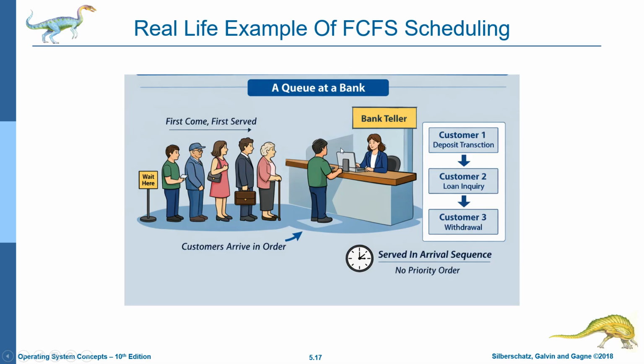For example, customer 1 comes first, so he or she will be served first. Customer 2 comes after customer 1, so he or she will be served after that.